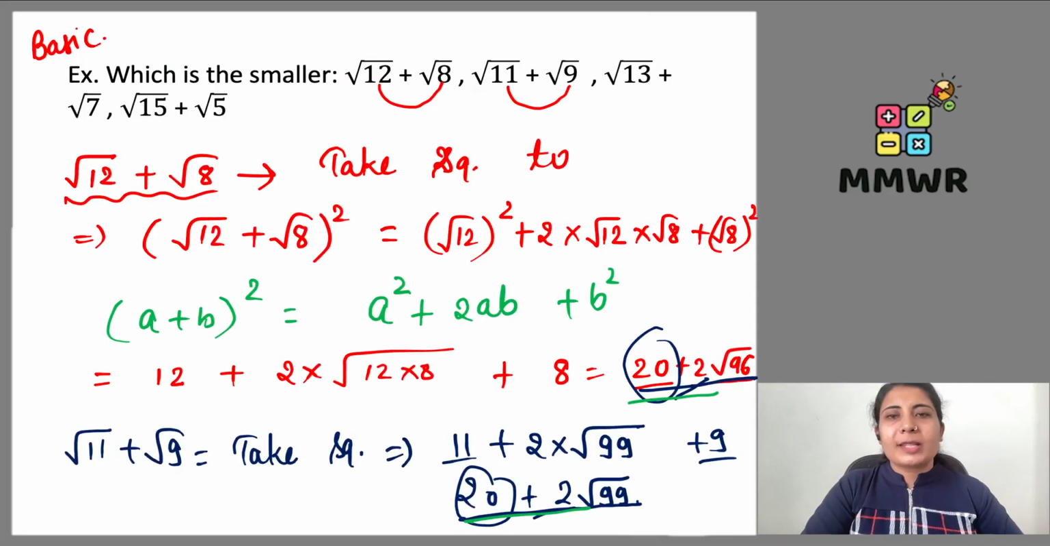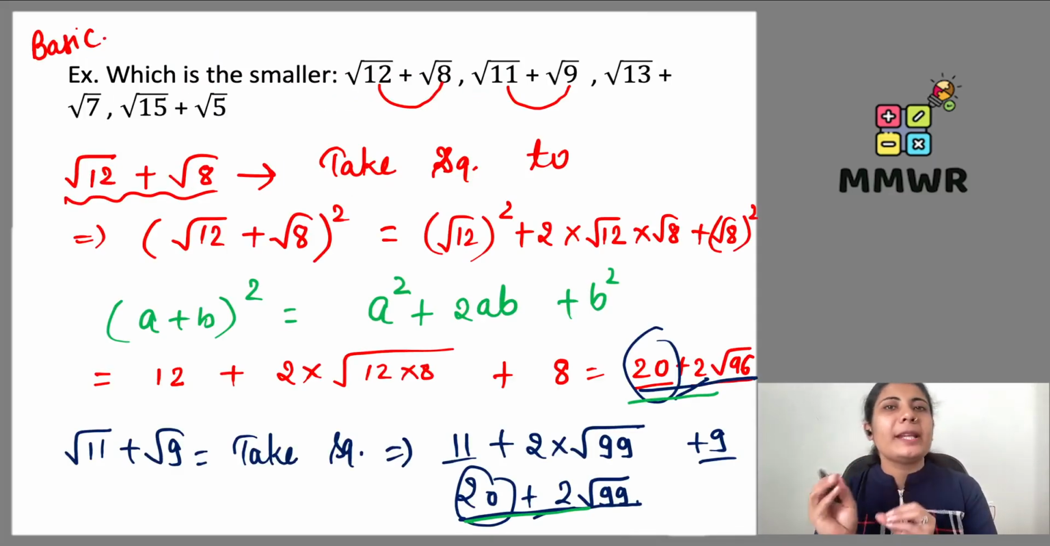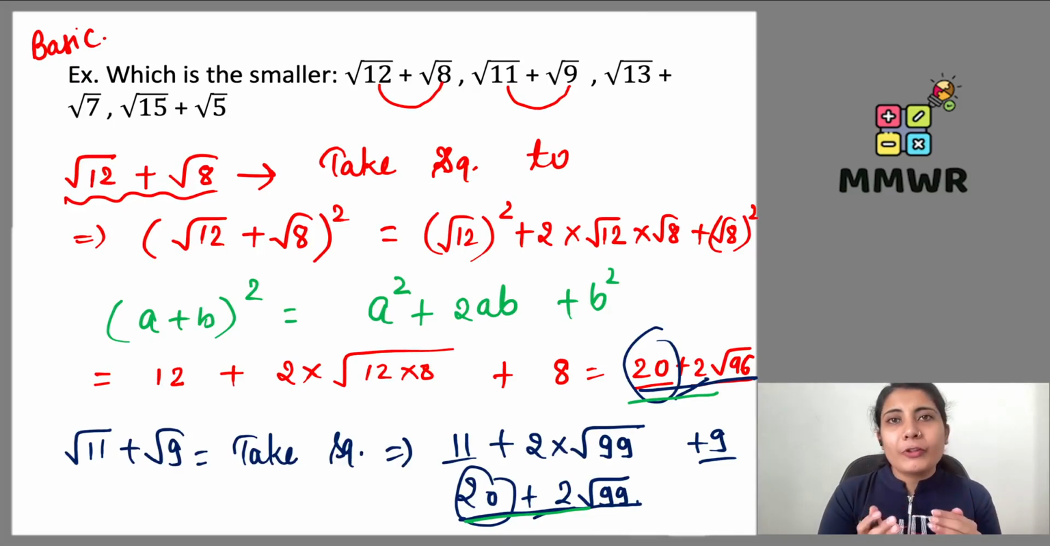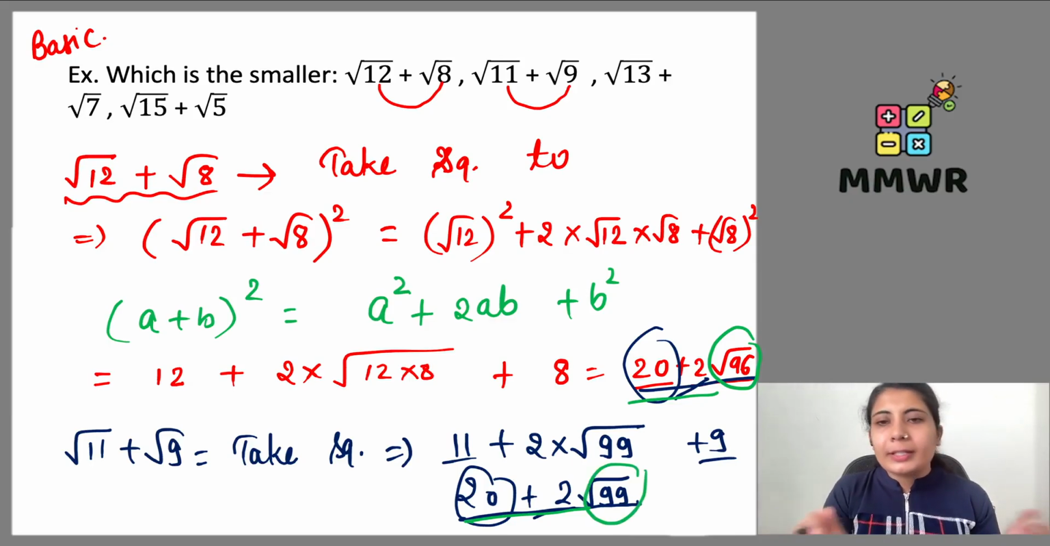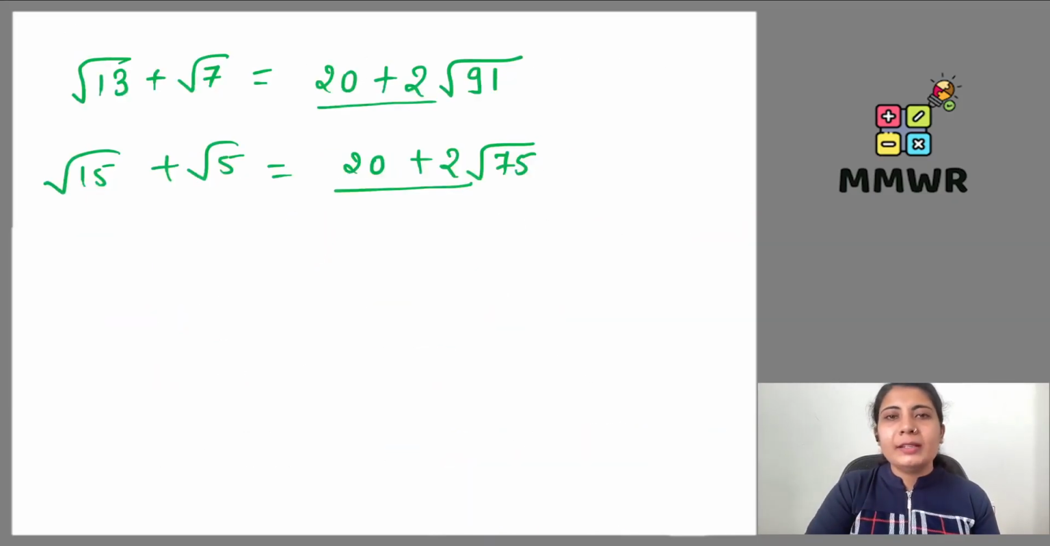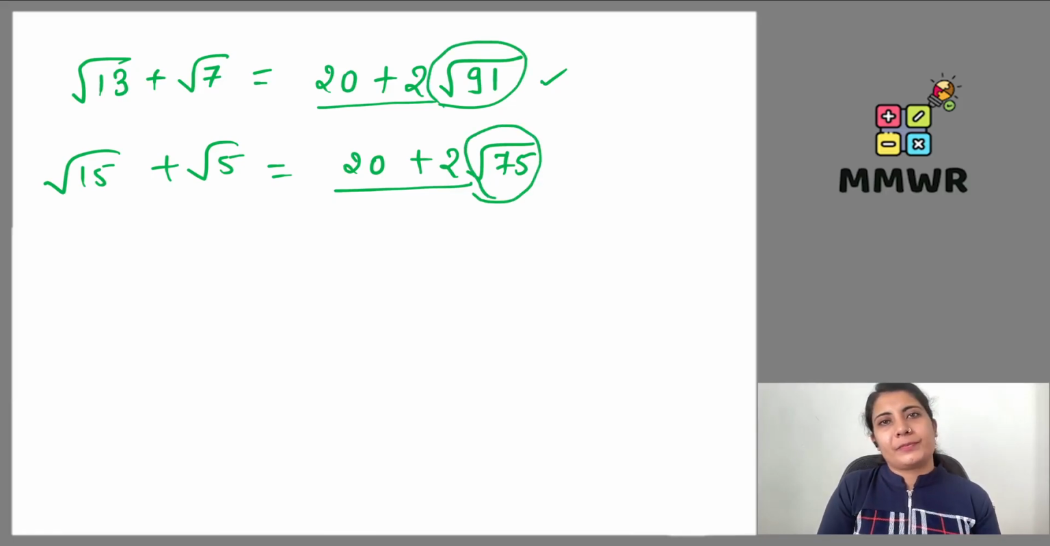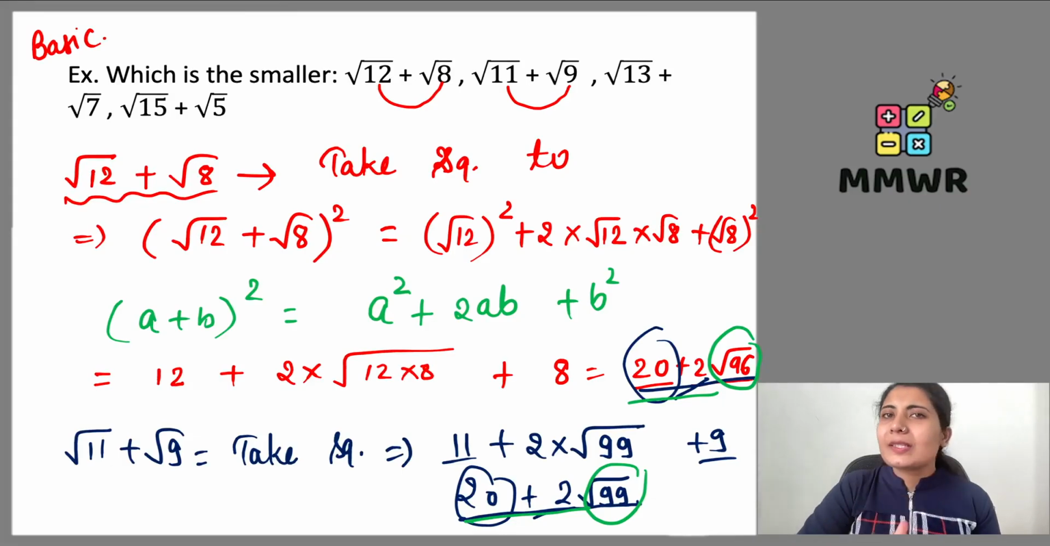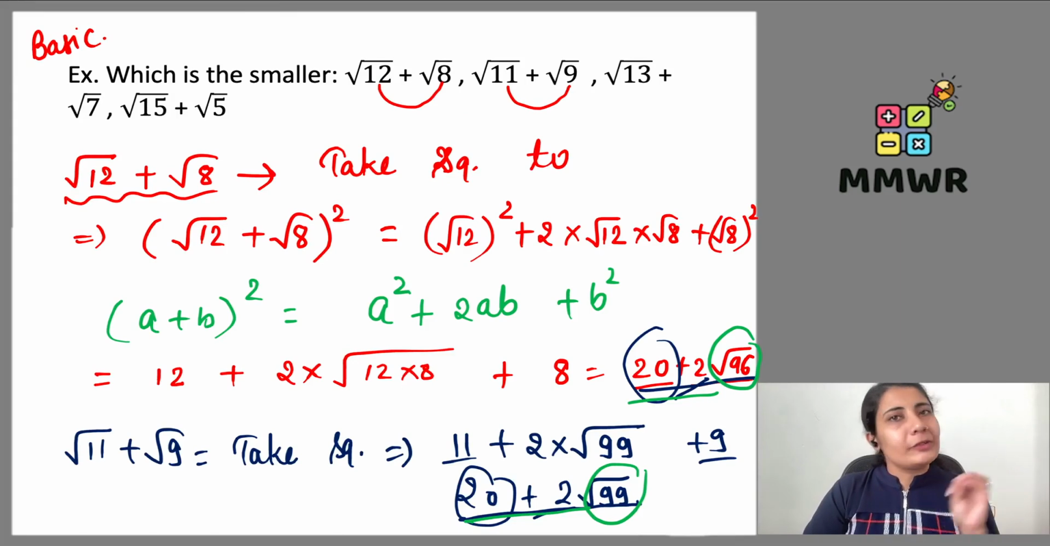अगर सब जगह पर 20 तो है, उसमें मैं प्लस 2 मल्टीप्लाइड समथिंग ऐड कर रही हूँ. So of course, the portion in which the root value is greater is going to be the bigger one. Here I have root 96, here I have root 99, third value is root 91 and the fourth value is root 75. So you can see the basic method is too long. आपको करना नहीं है ऐसे. Which is the smaller one, which is the bigger one?